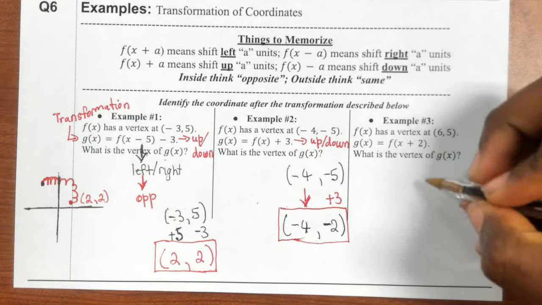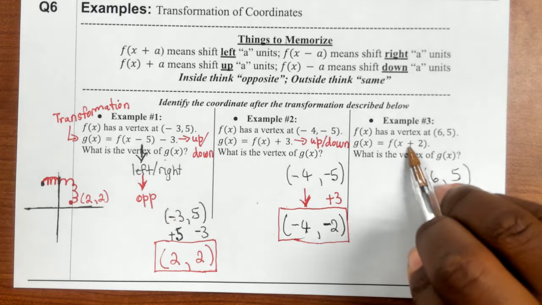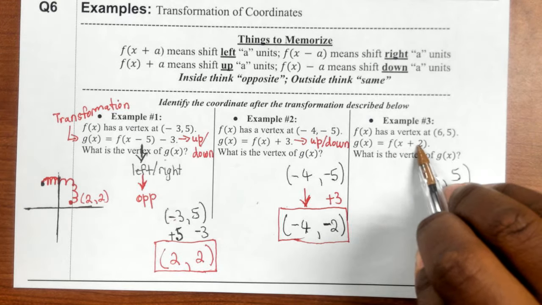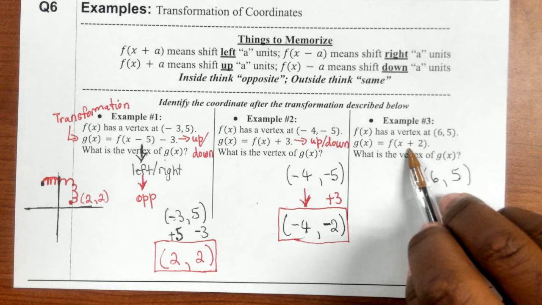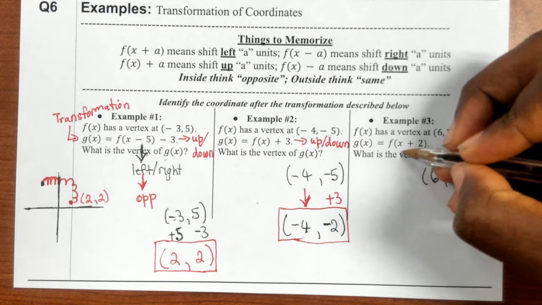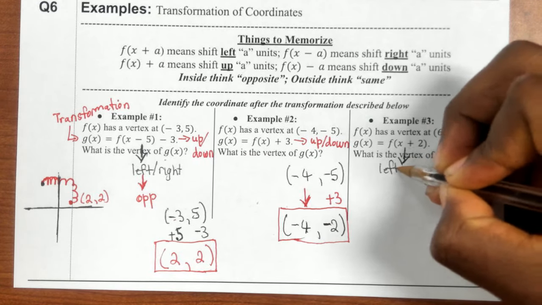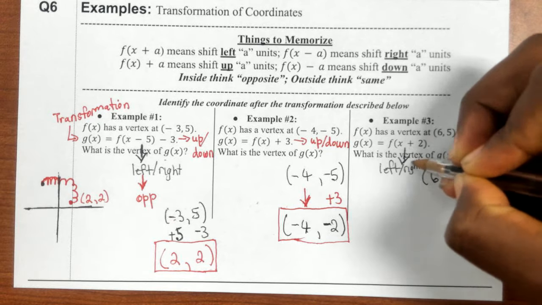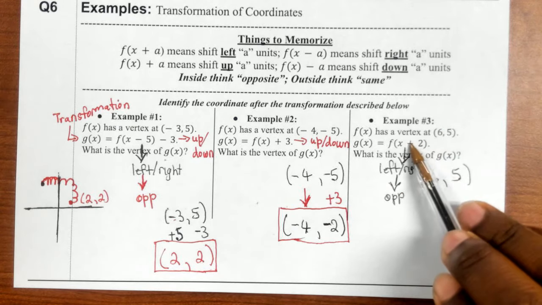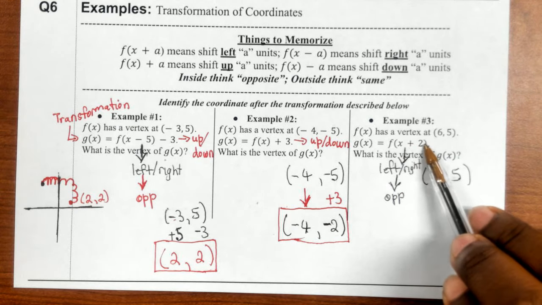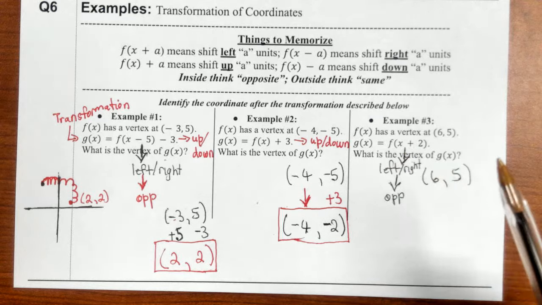So the next one, guys, we have a coordinate, 6, 5, and I need to transform it using this right here, all right? Because again, this is the transformation, all right? But when I look at this transformation, do I see a number on the inside? Yes, I see a number on the inside. And if we remember, the number on the inside tells you the direction, which is left or right, okay? But we always need to remember to do the opposite, okay? So normally, this would mean that I'm going to the right 2 times because it's a positive 2.